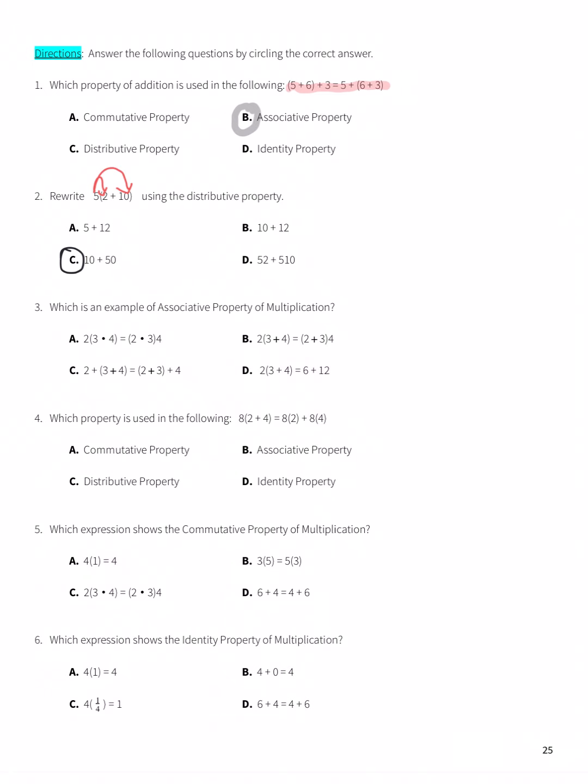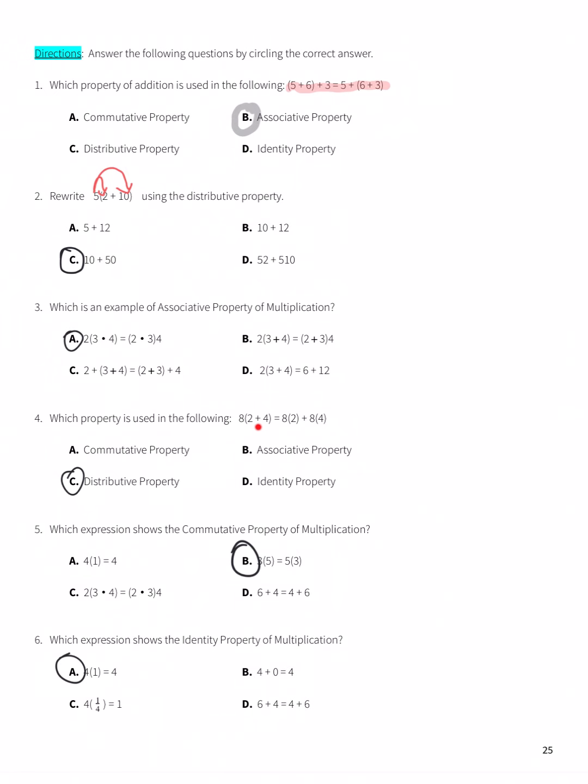Okay, pause the video and try on your own. Okay, hopefully you tried these on your own. So let's look at this first one. What is an example of the associative property of multiplication? Associative is how the numbers are grouped. So if I look here and it's multiplication, oh, this one's pretty obvious. It's the only one with multiplication, and you can see same numbers on both sides, and the only difference is how they're grouped.